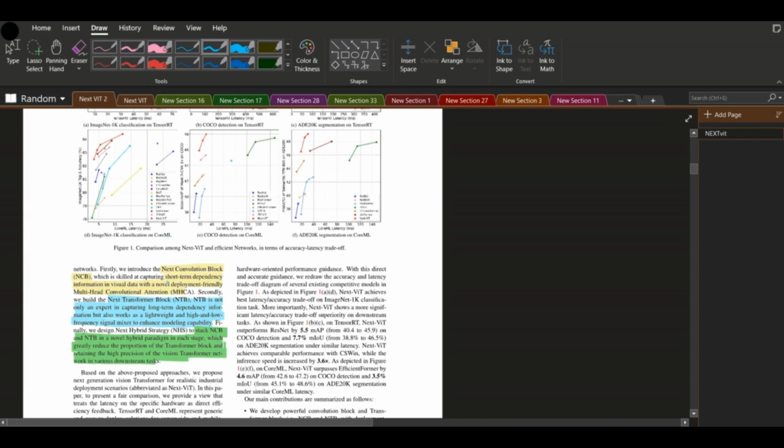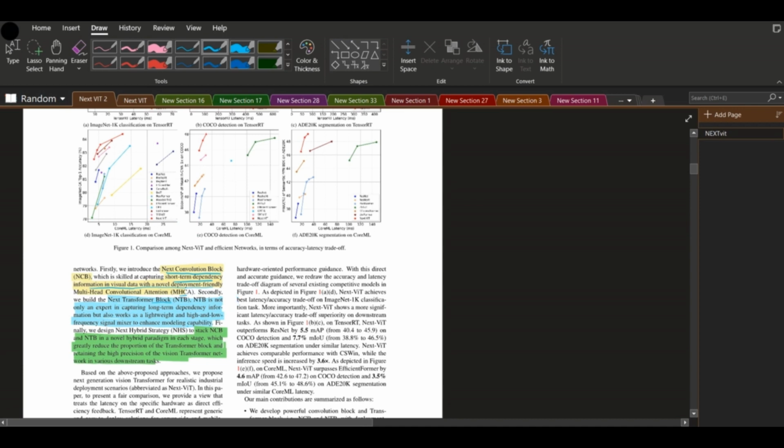Firstly, they talk about the Next Convolutional Block, which is skilled at capturing short-term dependency information in visual data with a novel deployment-friendly multi-head convolutional attention. And secondly, they build the Next Transformer Block, NTB, which is not only an expert at capturing long-term dependency information, but also works as a lightweight high and low frequency signal mixer to enhance modeling capability. So essentially, a signal mixer is a process of combining two or more signals to create new signals.